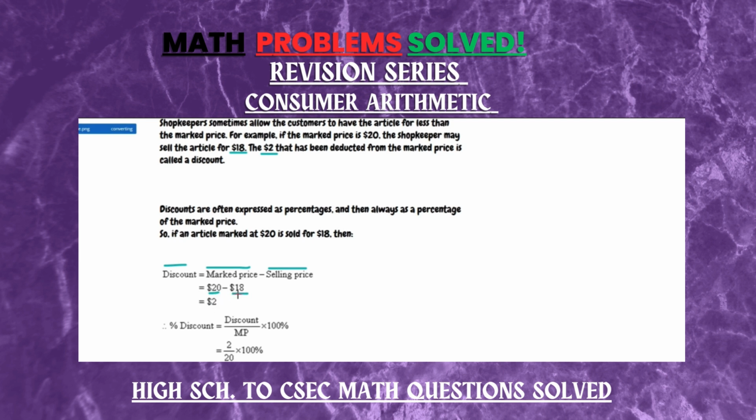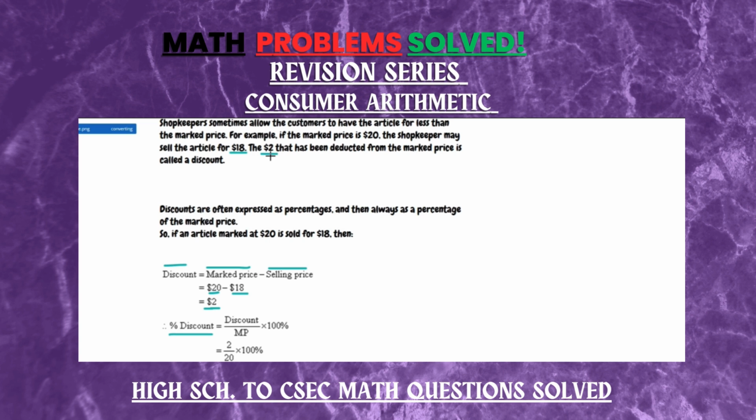Then if you subtract 18 from 20, you will get 2. Here this 2 is the discount, right? And it is always represented in percentage. So if you have to find the percentage discount, like how much percent discount has been given by the shopkeeper, you will use this formula: discount over mark price times 100.